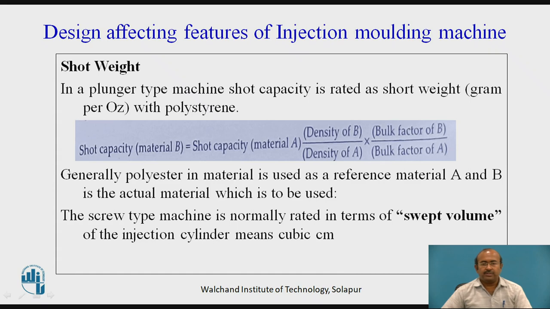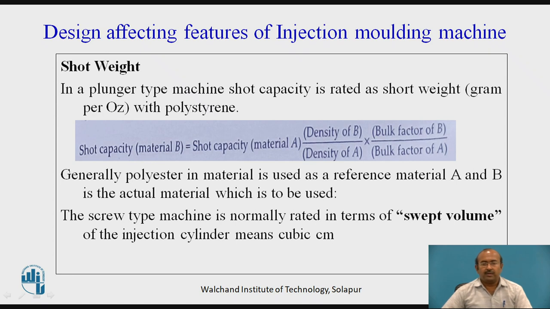In a plunger type machine, shot capacity is rated as a shot weight, in grams or ounces, with polystyrene. Let us see the formula for the same. Shot capacity for material B is equal to shot capacity for material A multiplied by the ratio, with numerator density of B material and bulk factor of A material, and denominator density of A material and bulk factor of B material. Generally, polystyrene material is used as a reference material. A is the reference and B is the actual material which is to be used.